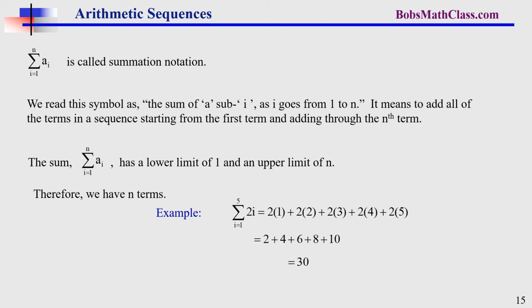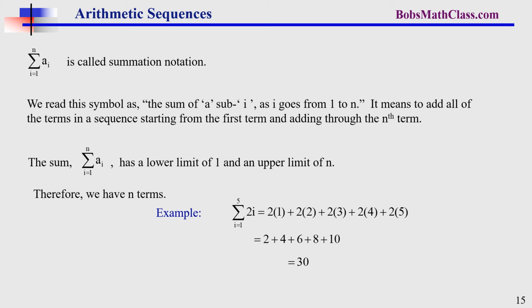Okay, so we have this summation notation. In this case, it's the sum of a sub i as i goes from 1 to n. That's how we read it. It means to add all the terms in the sequence, starting from the first term and adding through the nth term. So the sum from i equals 1 to n of a sub i has a lower limit of 1, the bottom number, and an upper limit of n. So in this case, we have n terms, because we're going from 1 to n.